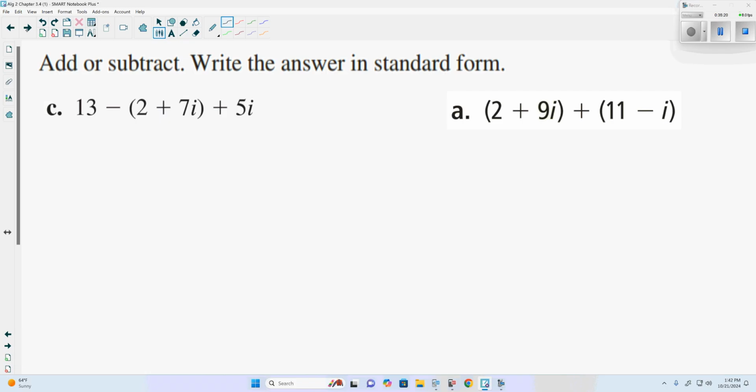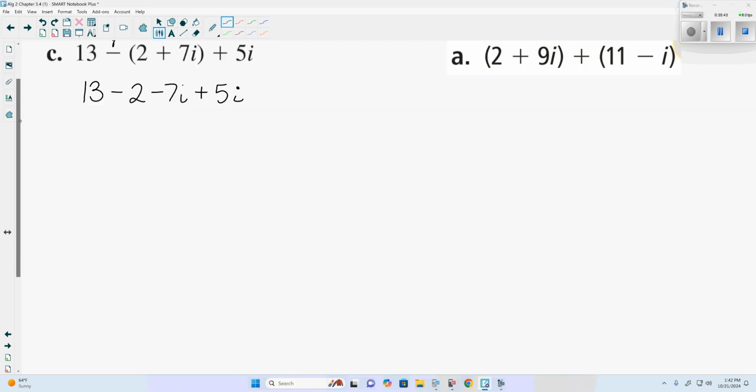13 minus the quantity 2 plus 7i, plus 5i. So we still have the 13, but we do need to distribute this negative through this middle set of parentheses. That's going to turn our 2 from positive to negative, our 7i from positive to negative 7i, plus 5i. Now this is kind of nice because our like terms are next to each other. So 13 minus 2 is what? 13 minus 2 would be 11.